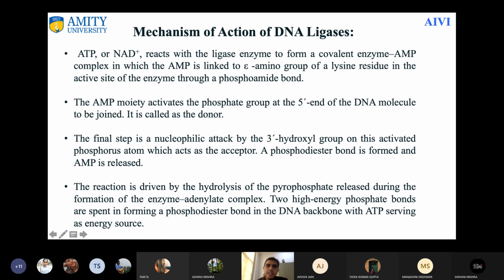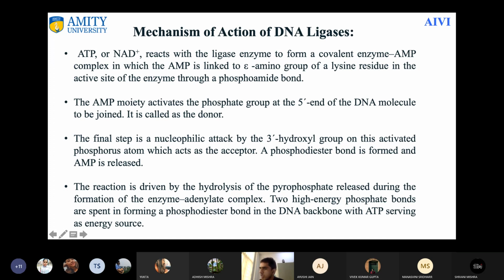So what is going to happen? They first react with the ligase enzyme. So in the first step of your ligase, your ATP or NAD. Just I'm calling it ATP here. You keep in the back of your mind that depending on the enzyme, it may be NAD also. So first thing what is going to occur? First, your ATP is going to interact with your ligase. When it interacts with your ligase, what is going to occur? They form a covalent enzyme-AMP complex.